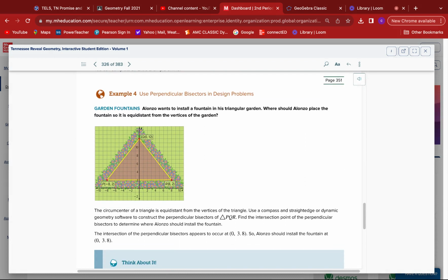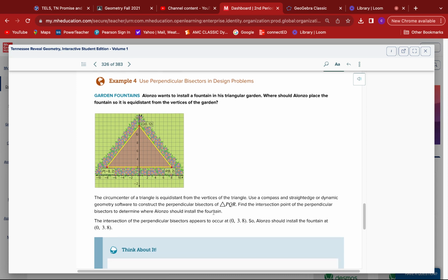Okay, example number 4. Looks like I'm moving to the next page of your workbook, page 352. It says Alonzo wants to install a fountain in his triangular garden. Where should Alonzo place the fountain so it's equidistant from the vertices of the garden? That means I'm looking at the circumcenter. That's where the 3 perpendicular bisectors intersect. So circumcenters are equidistant.